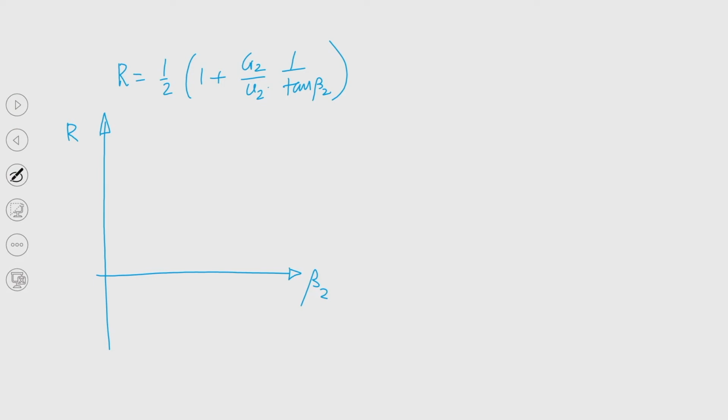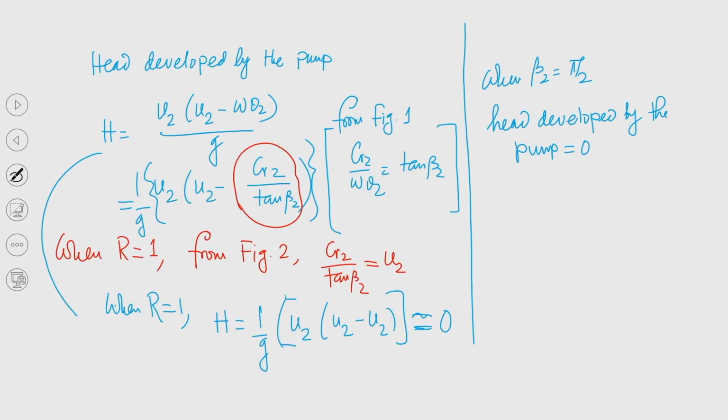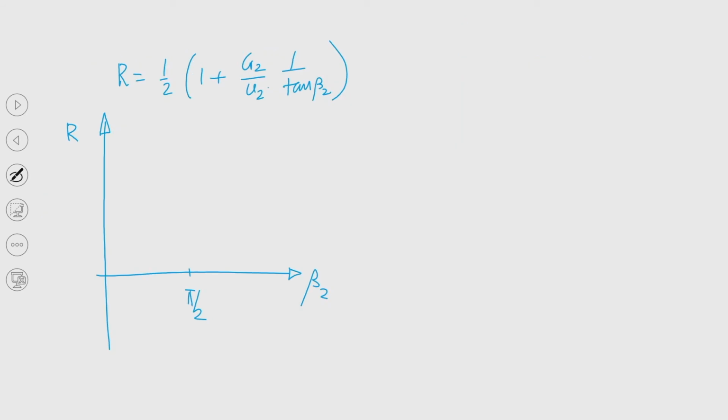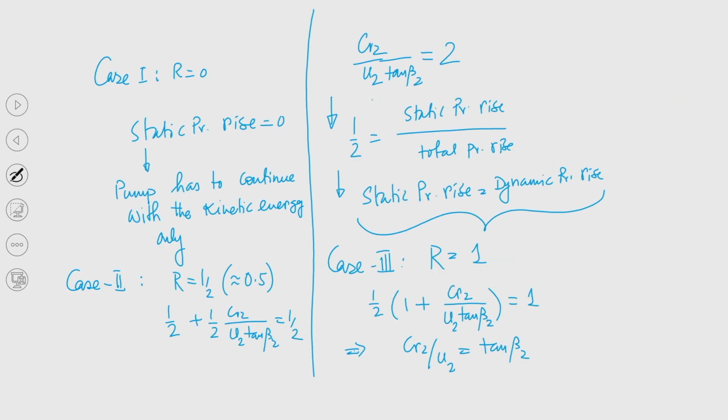So, what we have seen when beta 2 equal to 90 degree. If we try to draw beta 2, that is 90 degree, this is pi by 2. What we have seen when beta 2 equal to pi by 2 is that R equal to half. When we discussed R equal to half, we did not say anything, but at least you can understand when beta 2 equal to pi by 2, then CR2 by U2 will be equal to half, right. That is what we can see from this.